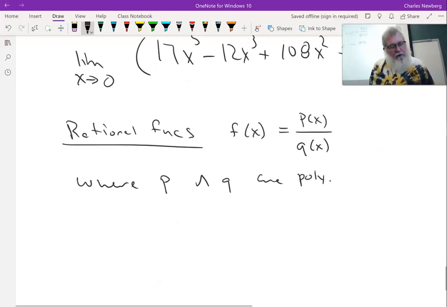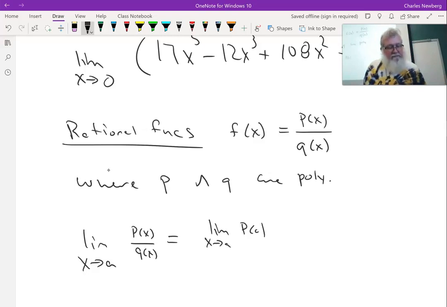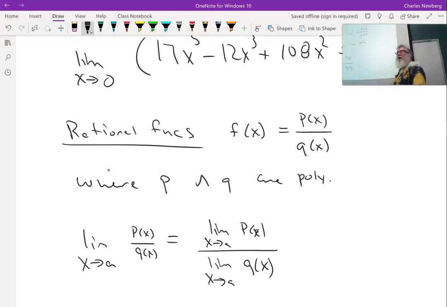So, if we're looking at the limit as X approaches A of a rational function, P of X over Q of X. Now, a rational function is a polynomial over a polynomial. Well, first off, the limit of a quotient becomes the quotient of the limits. Okay. Now, polynomial limits exist. That's also a corollary. They always exist everywhere and at any a value, because polynomial's domain is what? Minus infinity to infinity. So polynomial limits always exist. So this limit exists. This limit exists.